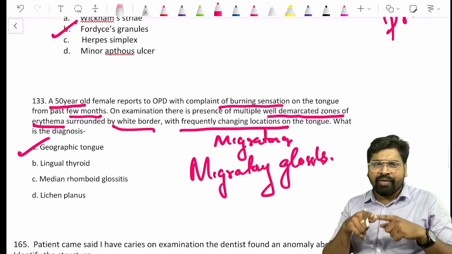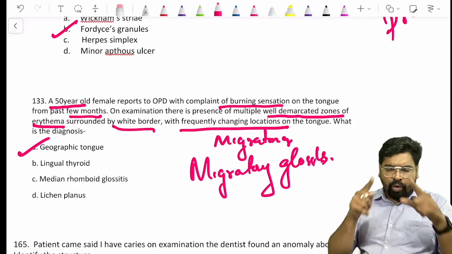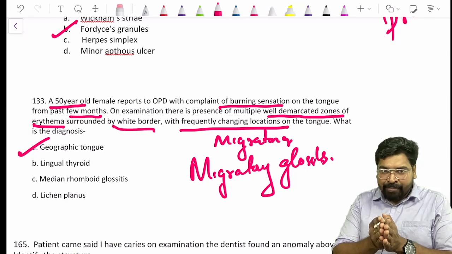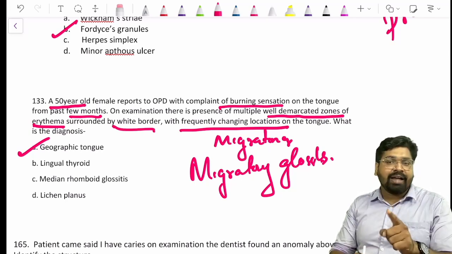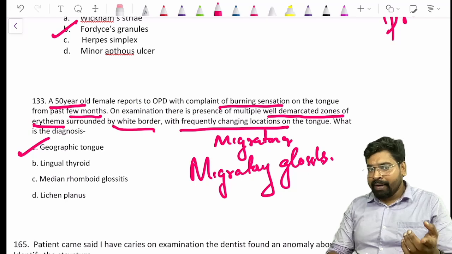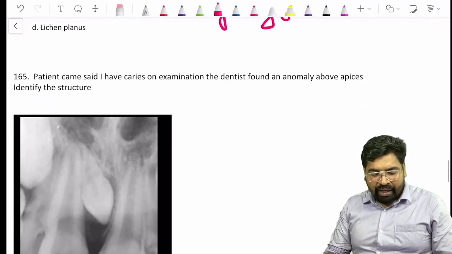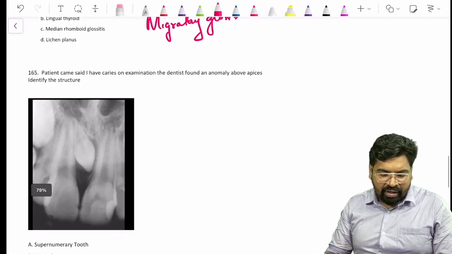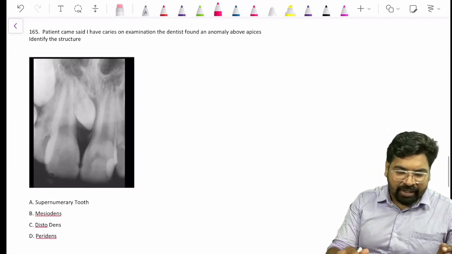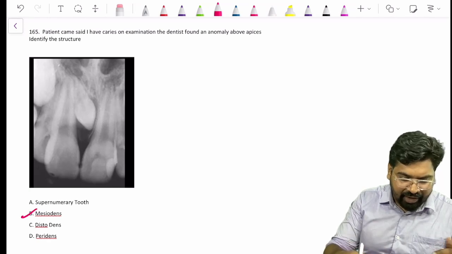Median rhomboid glossitis, I have told you, is diamond shaped or rhombus shaped in the center, in the median, and it is now considered a fungal infection. Previously it was a developmental anomaly. Okay, so that is one thing. Again we have this question, and it is the same question, a repetition. It is mesiodens, which we have already discussed.